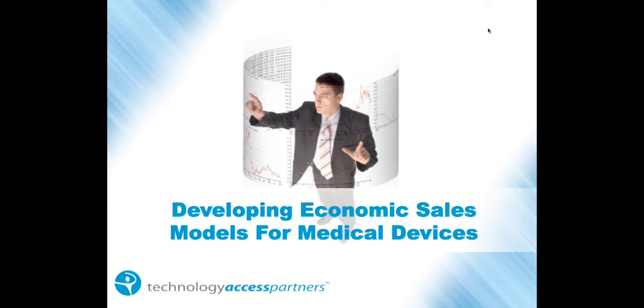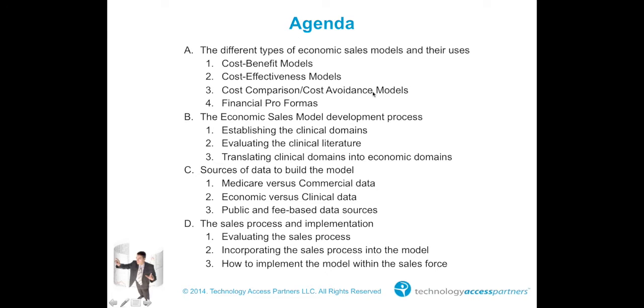So as we get into this, what I'm going to do is go through the agenda and look at the different components of developing economic sales models. So first we're going to talk about the different kinds of models, economic sales models or economic models in general. We're going to look at cost benefit, cost effectiveness, cost comparison or cost avoidance, one and the same, and then financial performance. After that, we're going to take a look at the economic sales model development process.